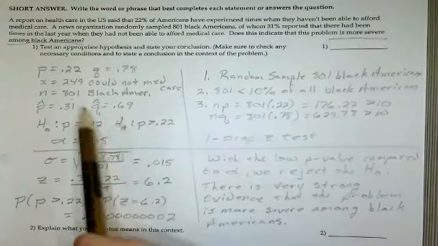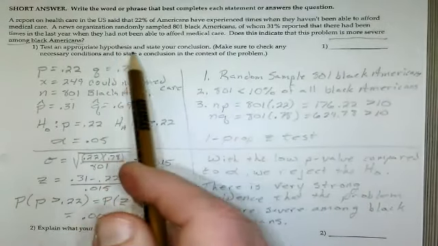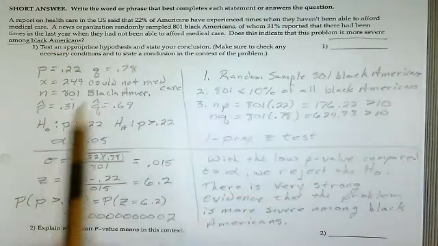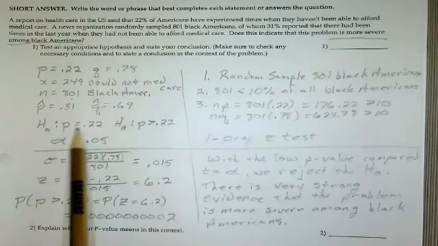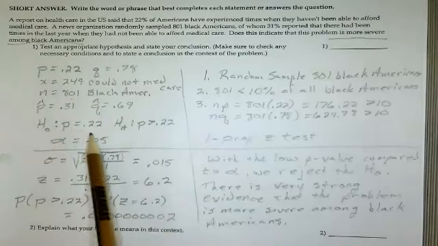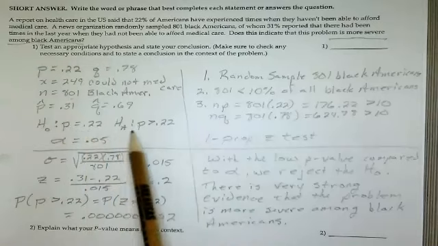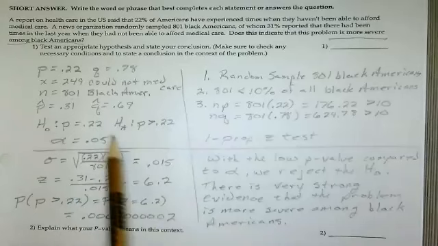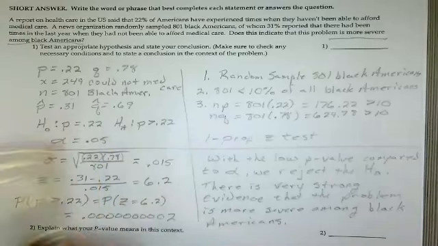Okay, so our null hypothesis: does this indicate that this problem is more severe among Black Americans? So our null hypothesis is that P equals 0.22, whatever that value is. And then we say, could it be, our alternative hypothesis is P greater than 0.22 with an alpha of 0.05. I'll remind you once again, alpha stays at 0.05 unless it is stated otherwise.